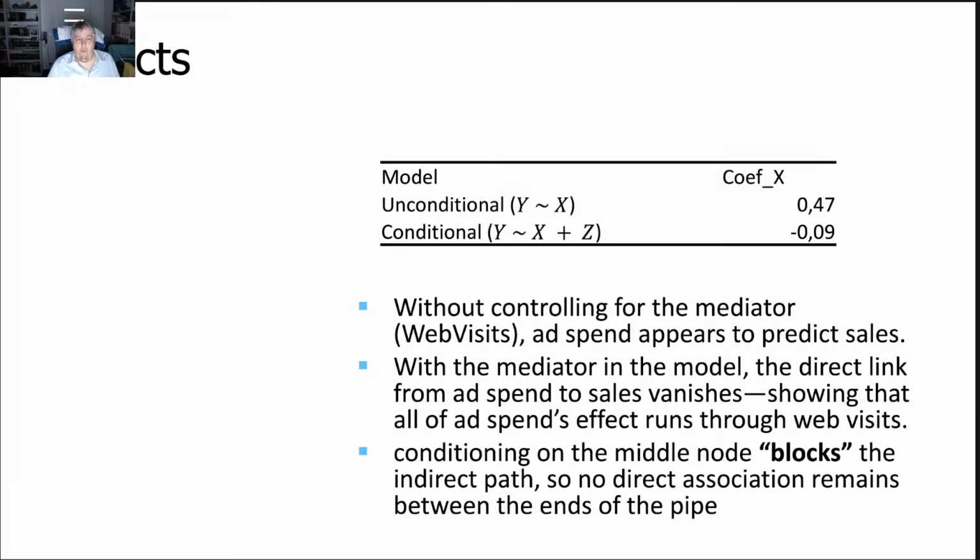However, in our conditional model, the coefficient on x is almost 5 times smaller and with negative sign. But this is a very small number, so we could assume that generally there is no relationship. At least we can expect that, because I haven't shown here the confidence intervals, but those confidence intervals might not be very nice. So with the mediator in the model, the direct link from ads spent to sales vanishes or diminishes.